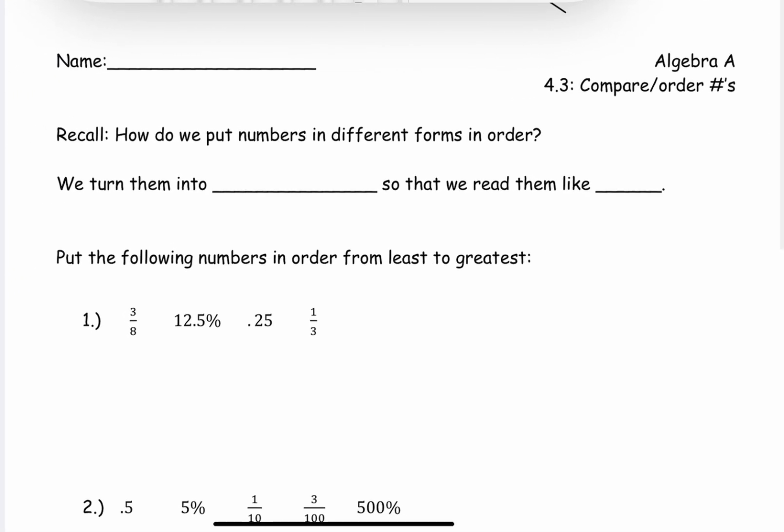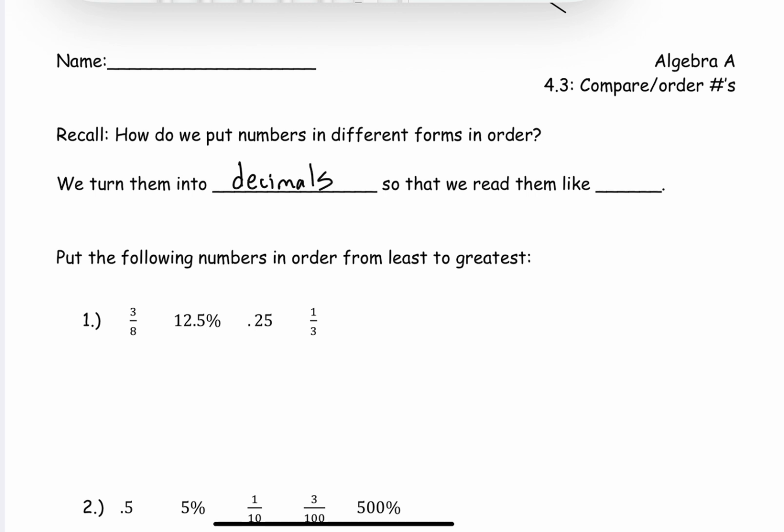All right, today isn't going to be entirely new. It's going to be composed of some things that we've already done. So you're going to look at this and be like, oh yeah, we did stuff like that. We're just kind of pulling it all together today. So we're going to put some fractions, decimals, and percents in order from least to greatest. In order to do that, we got to turn them into decimals.